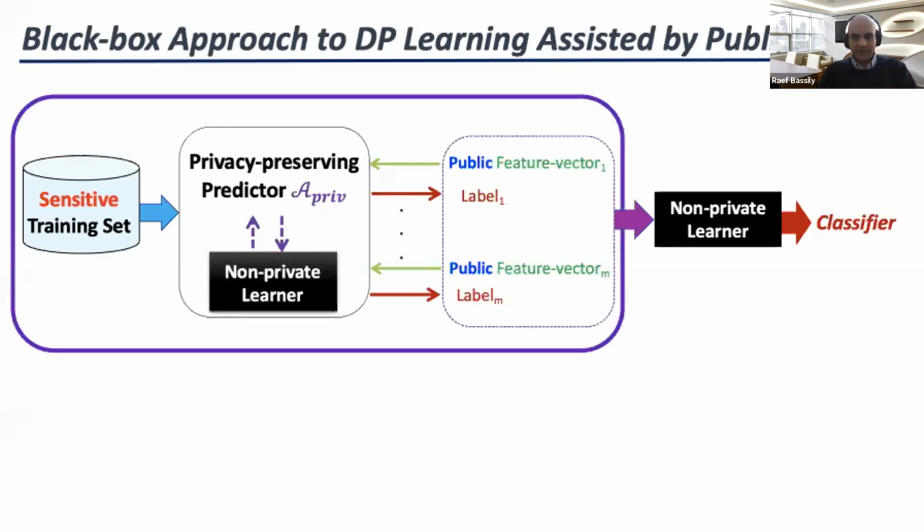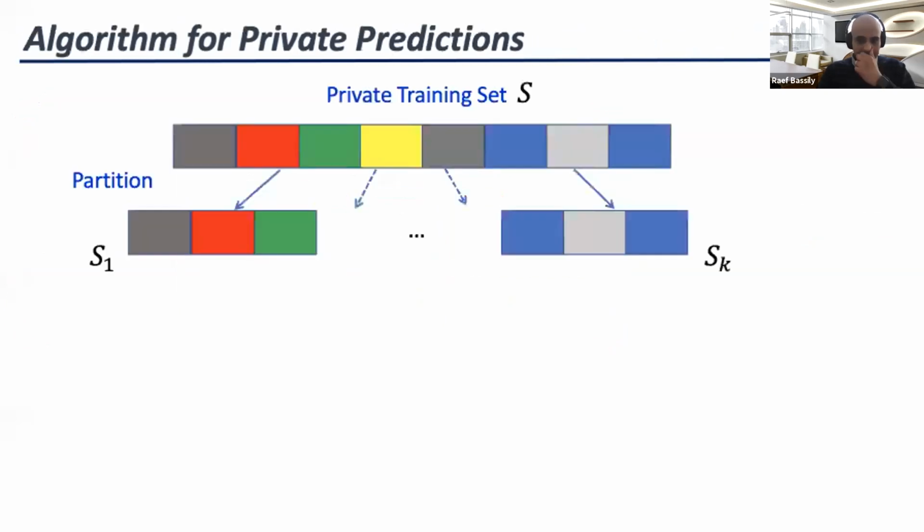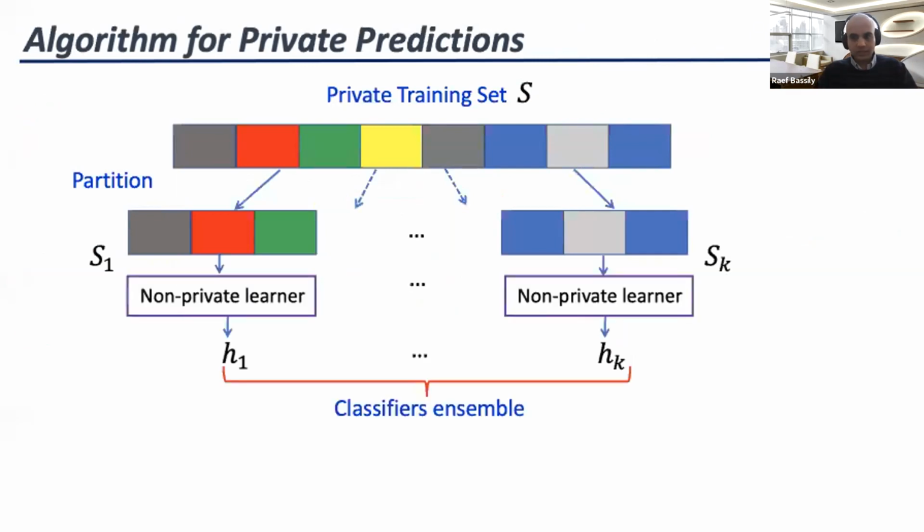Now I'll give you a sneak peek of the construction idea for the first stage, namely our differentially private predictor APRIV. The first step is to partition the private training set into a number of disjoint chunks of equal size. And then we use each chunk to train your favorite non-private learner, as long as it has a good accuracy, so any generic non-private learner. And hence, we end up with a collection of models or classifiers, one for each chunk, basically.